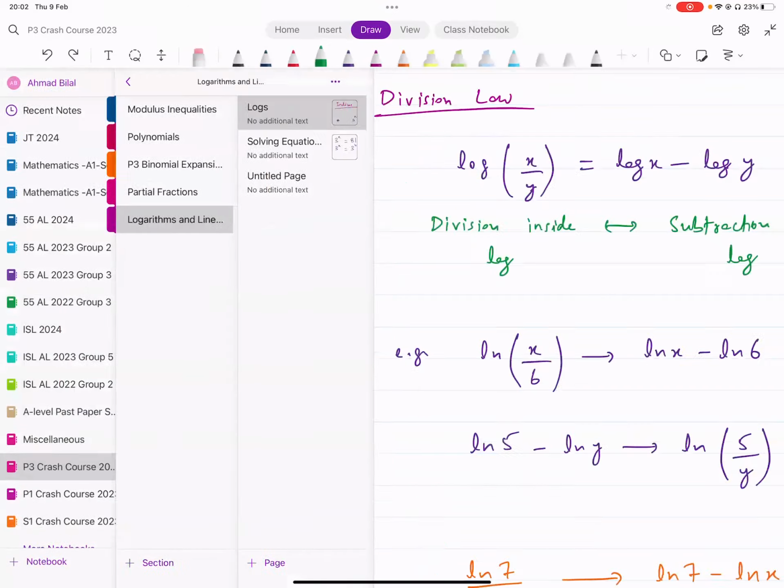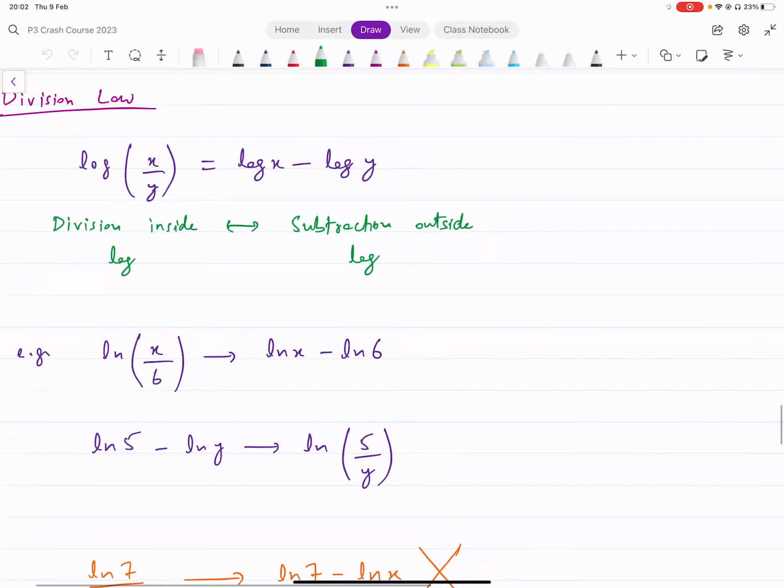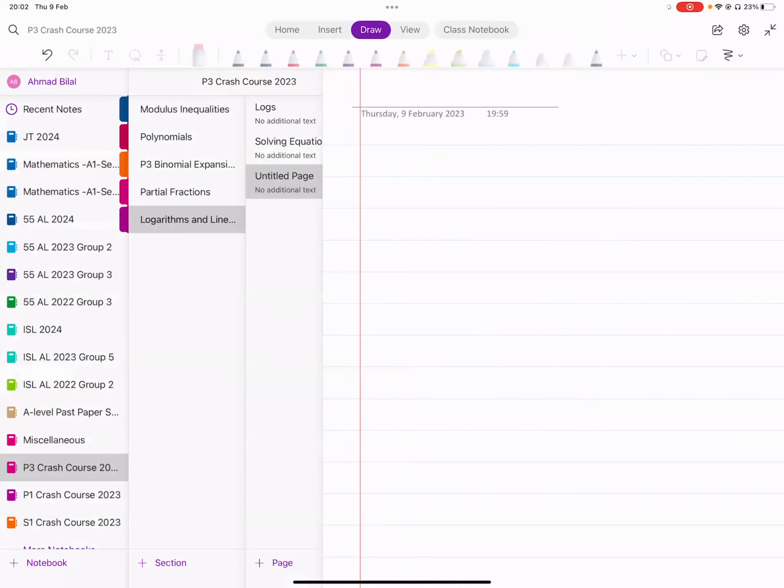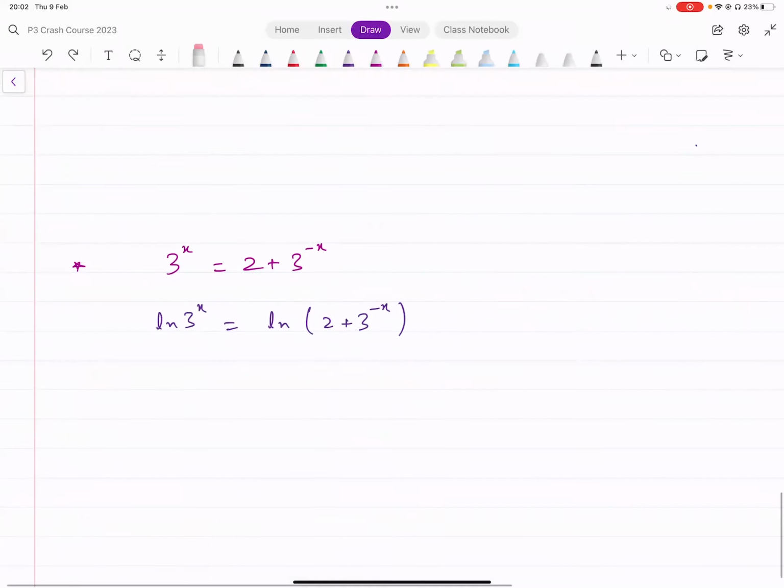Let me just remind you about that. I showed you an example like this here as well. If you have ln of x plus 5, for instance, you can't do anything with it. You can't simplify this. All right. And that is what is happening here as well.